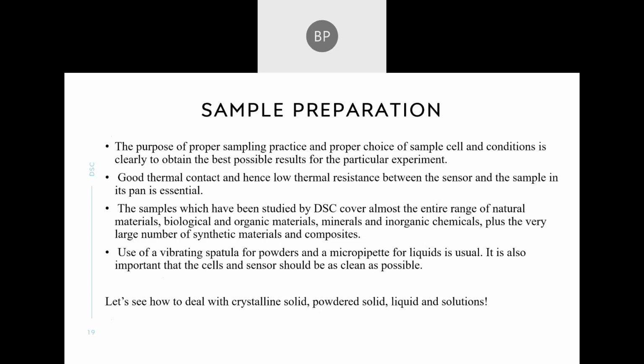The samples used for the DSC instrument are usually crystalline solids, powdered solids, liquids and solutions, but not gases. A question might arise: why not gases? The reason is that, as we all know, the thermal conductivity of gases is very low. So it is difficult to find the temperature when we have a controlled temperature program, and also in gases we don't have many transitions taking place. So that's the reason.